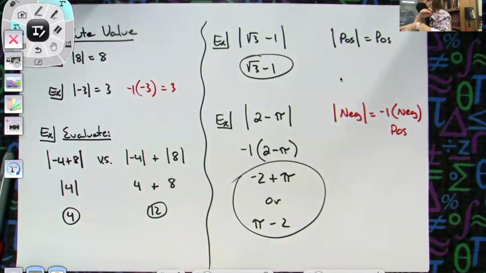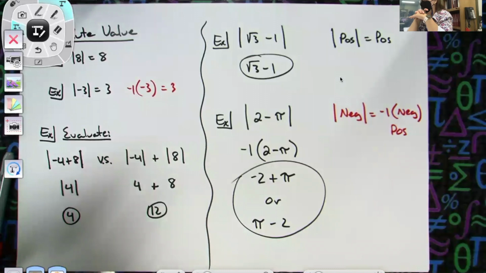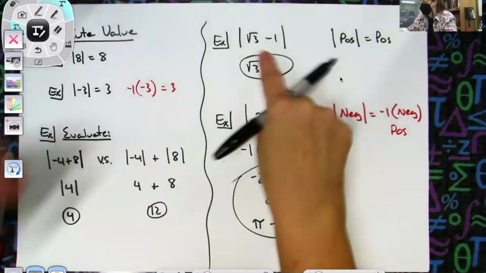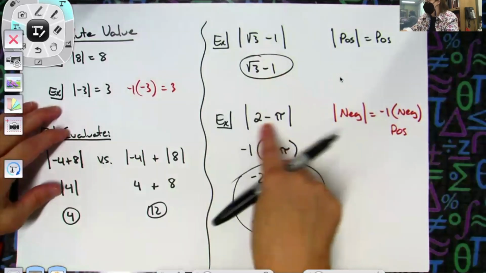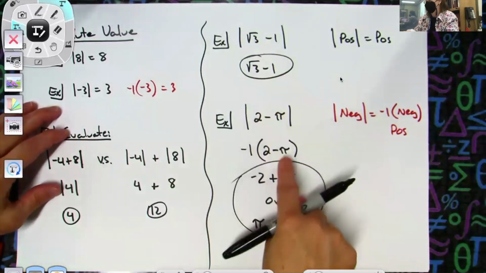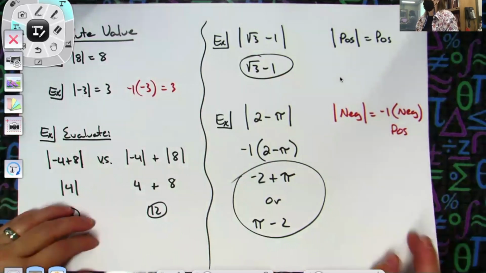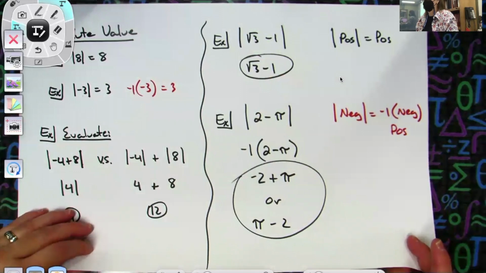So if you've got some expression inside that absolute value bar, determine whether it's positive or negative. If it's positive, all you got to do is write it down again. If it's negative inside there, you've got to take it and multiply it by -1 just so you're changing the sign. Okay, so up to this point, you have not done absolute value like that. Okay? All right, so all good?